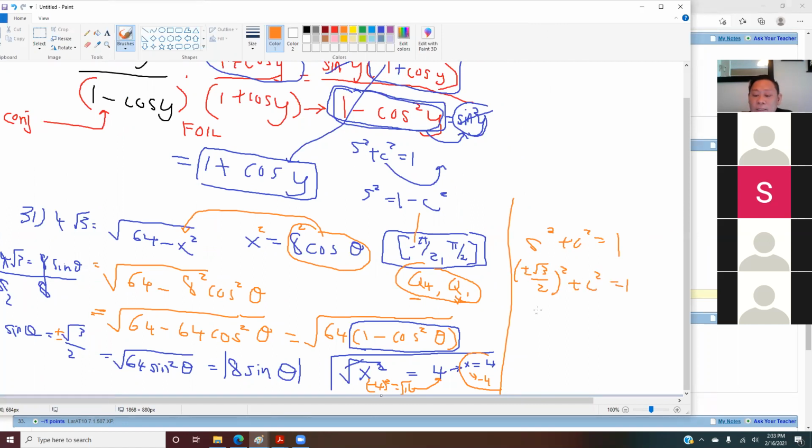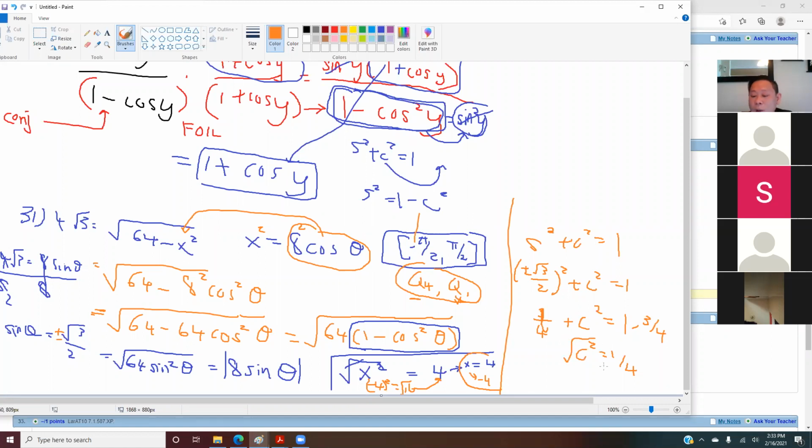So when you square this, it is 3 over 4. Root 3 becomes 3, 2 becomes 2, 4. Then plus or minus is still positive, because when you square it, it's always positive. When you move the 3 over 4 over, you subtract 3 over 4. So in this case, c squared is 1/4: 3/4 minus 1 minus 3/4 is 1/4.